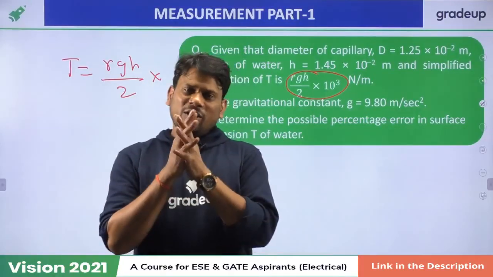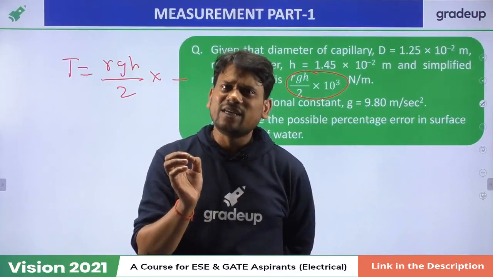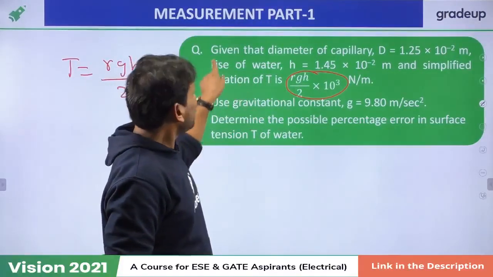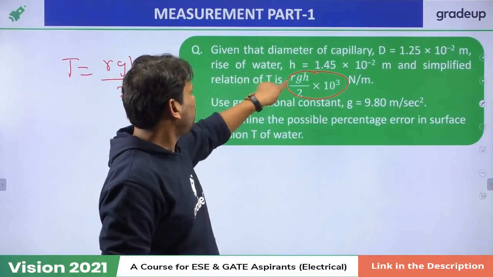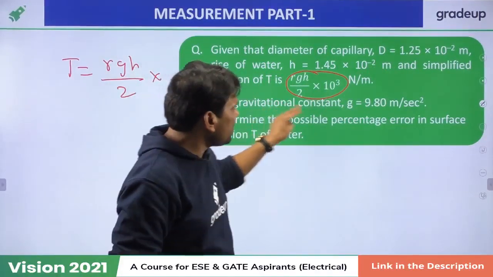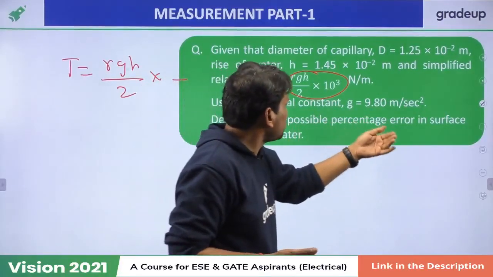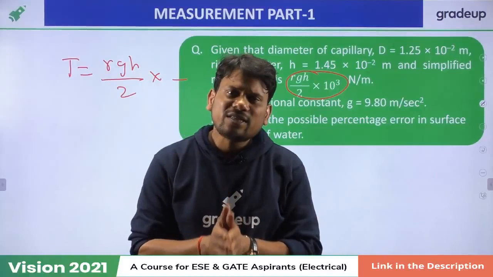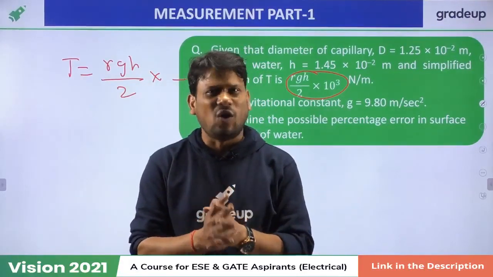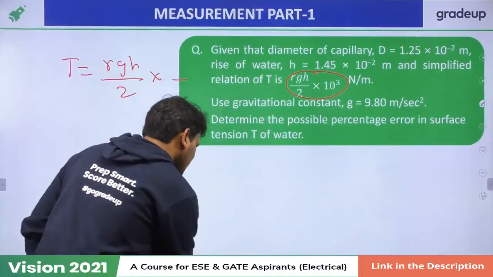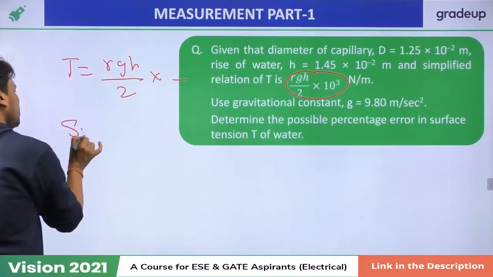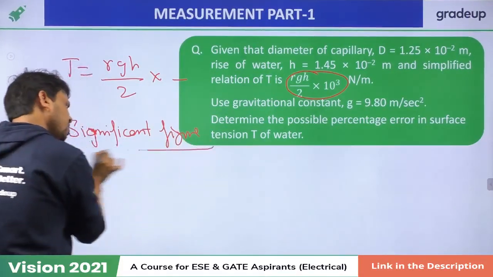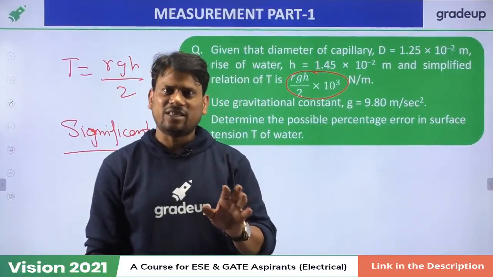Thank you everyone. Now listen to me carefully. Here the percentage error or relative error or absolute error, nothing is given in any value. See, given diameter of something without error, rise of water without error, gravitational constant is also without error, determine the possible percentage error in the surface tension. Most important thing, when percentage error, relative error or absolute error is not provided, please mind it everyone, always consider significant figures, because the significant figures will provide us the amount of error.